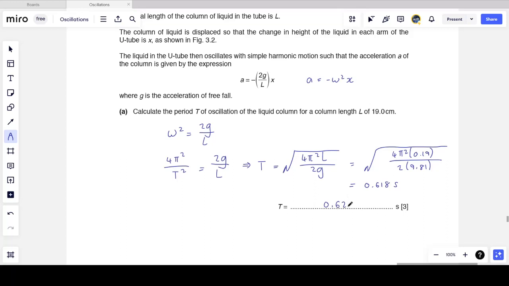So I had to first equate omega squared to the thing in brackets, 2g over L, and then remember that omega is 2 pi over T. And so there will be marks awarded for everything that you remembered to do for that problem.